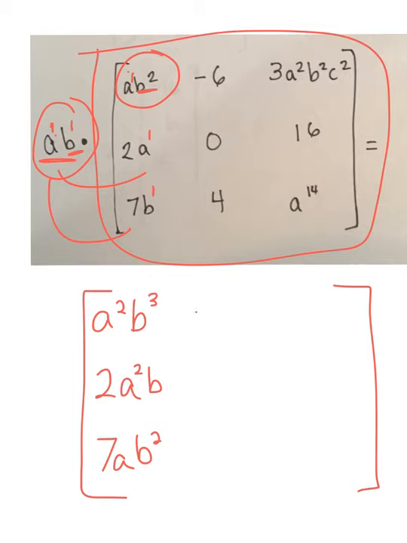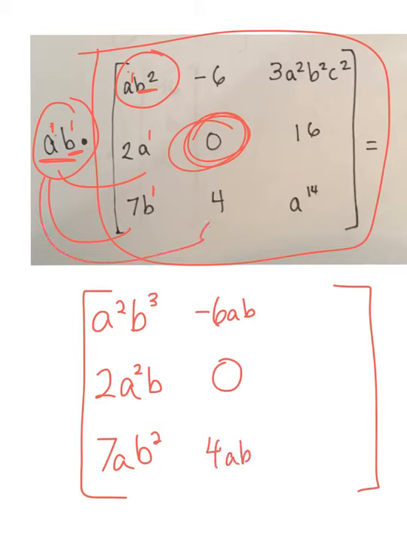-6 times AB is just a -6, A and B. Now we're multiplying by 0 here. Anything times 0 is always 0. We love those when they're in there because you just get to put 0. AB times 4 is just 4AB.